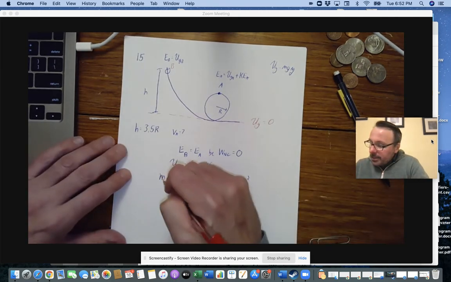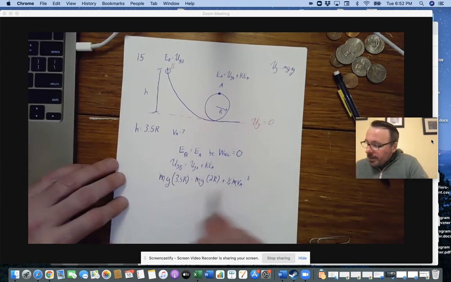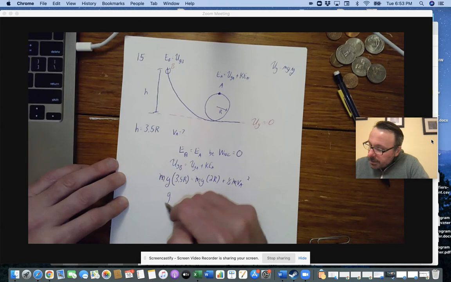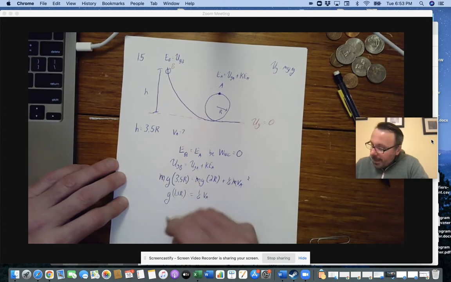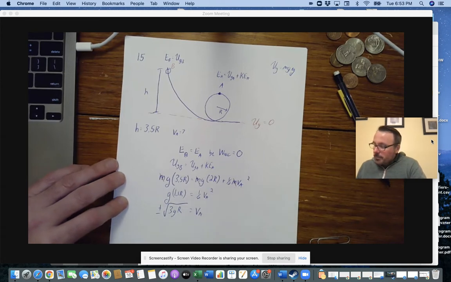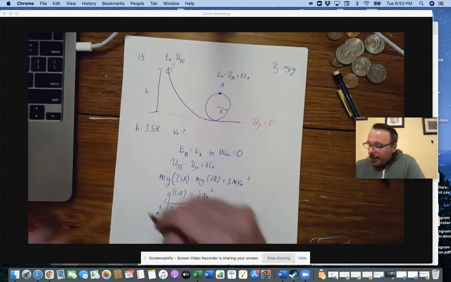I've got an m in each of my terms, and so that can go away, and now I can move things around. So I can subtract over, and I get g times 1.5 r is equal to 1/2 v_A squared. Multiply the 1/2, 3gr, square root of both sides, plus or minus, because I've got a square root. We're looking for a speed, so there we go. I now have an expression for the speed at point A.